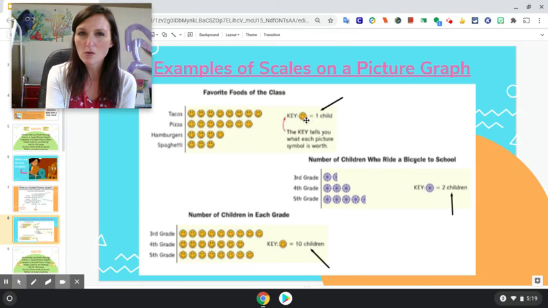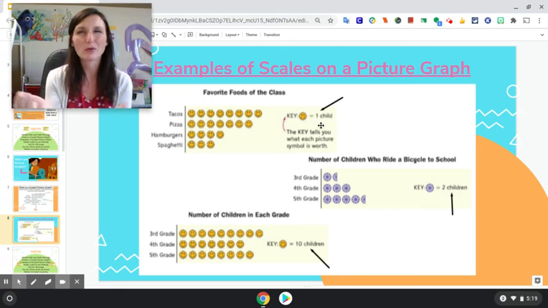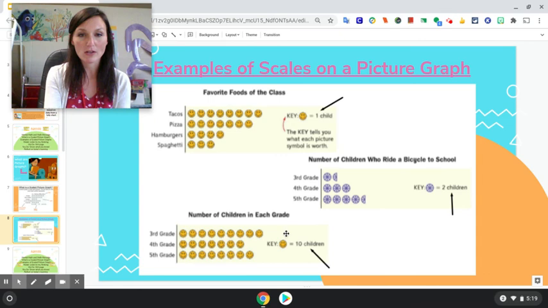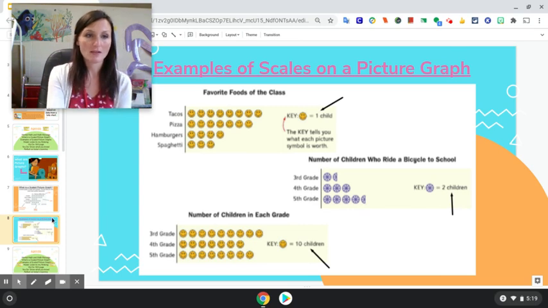Now, for this, could I make half a smiley face? No, I can't for this one because it's only 1. So you wouldn't have half of a child, right? You can't have half of a child. It's a child. But for here, you could do half a smiley face because half of 10 is 5. Okay, so sometimes you can, sometimes you can't.